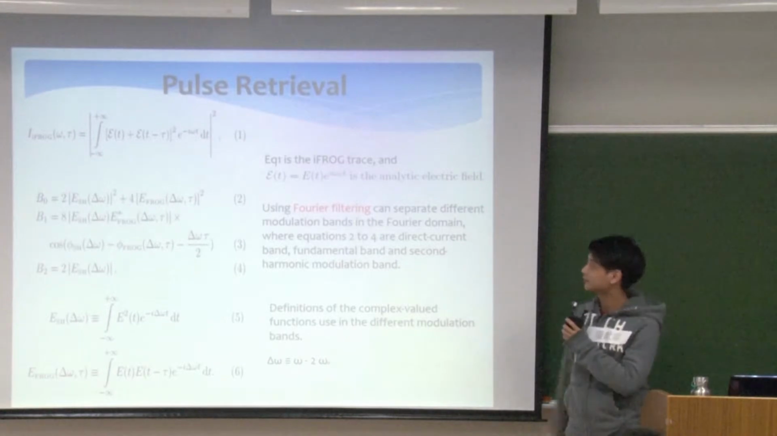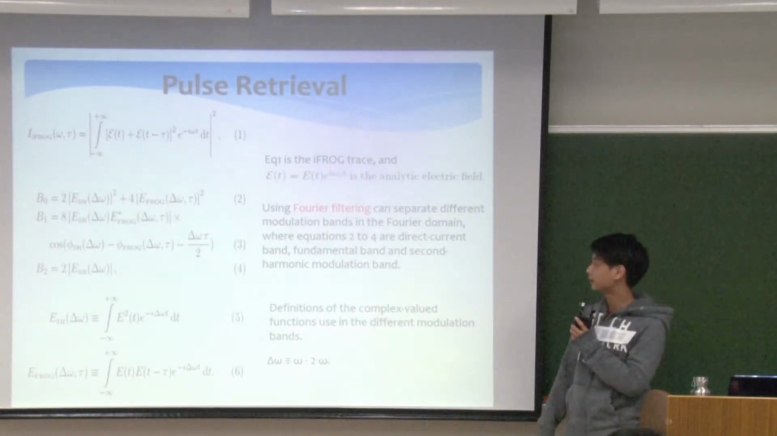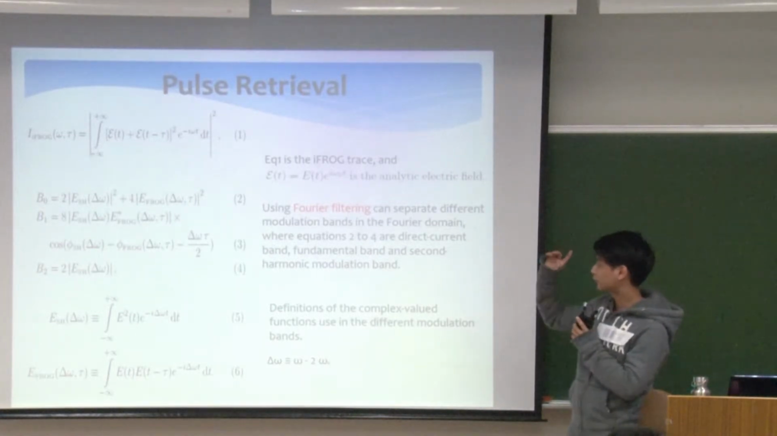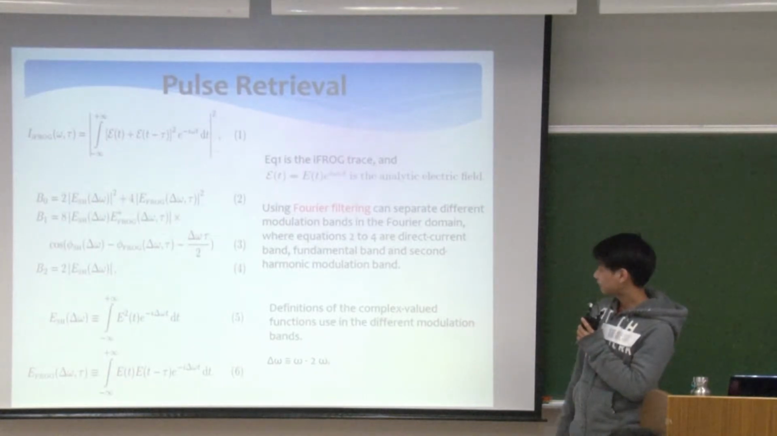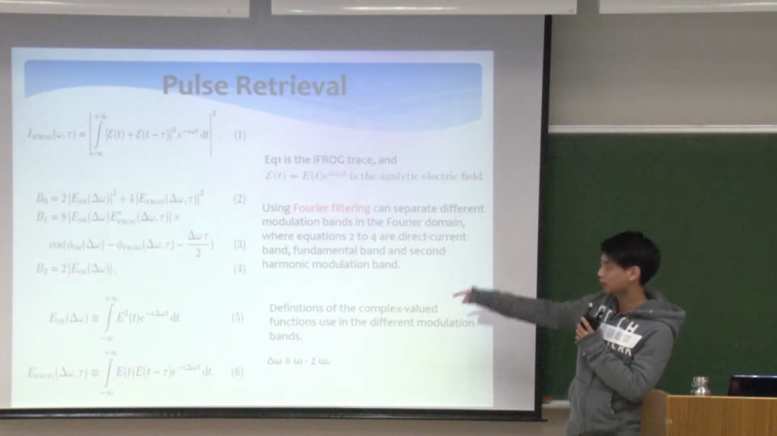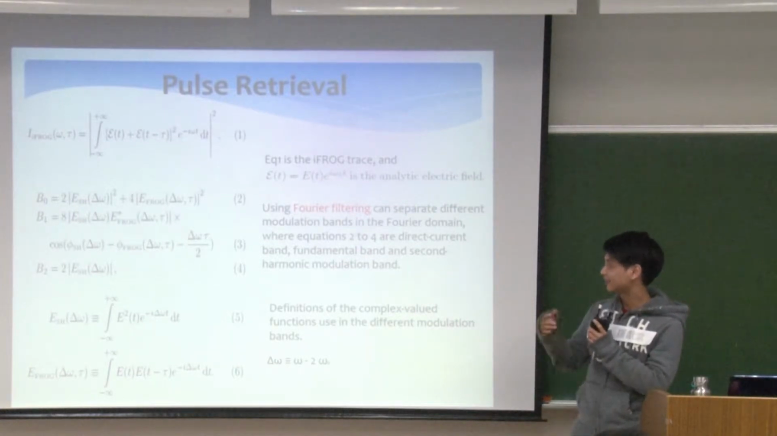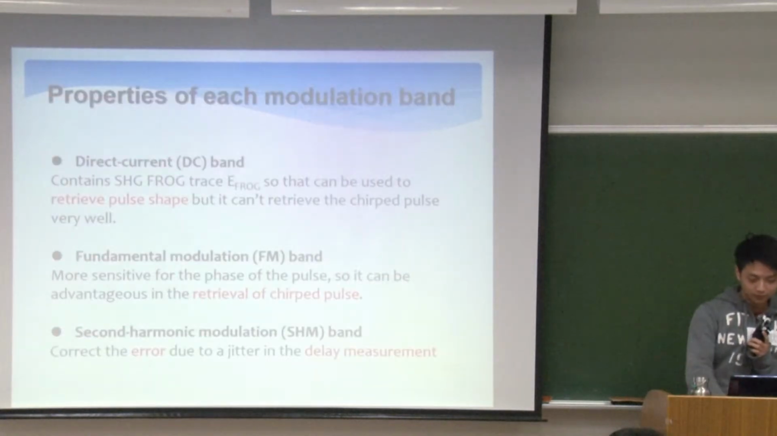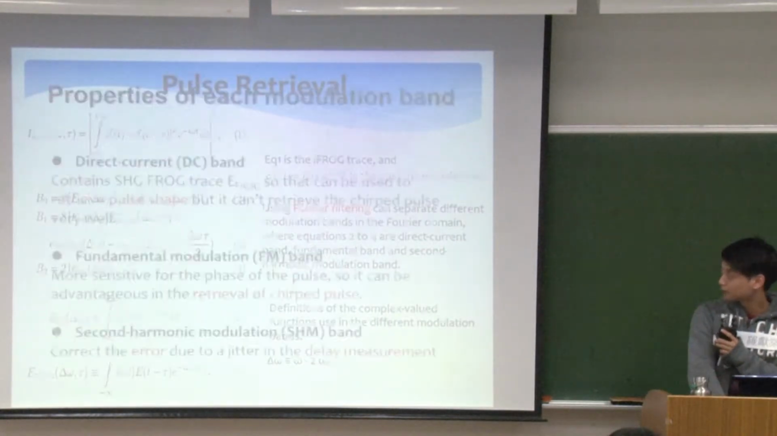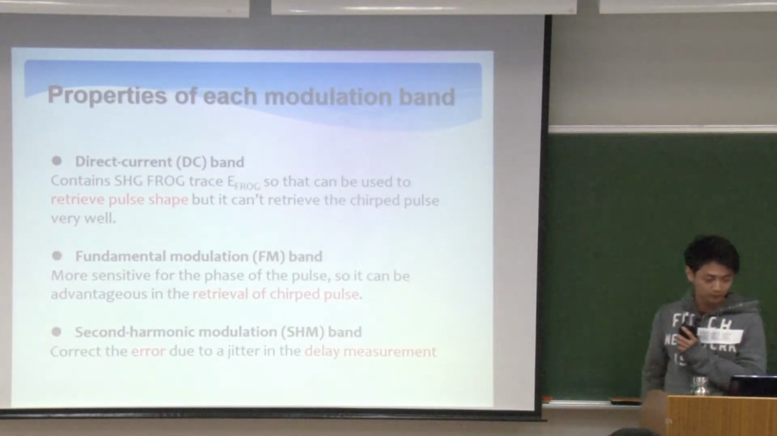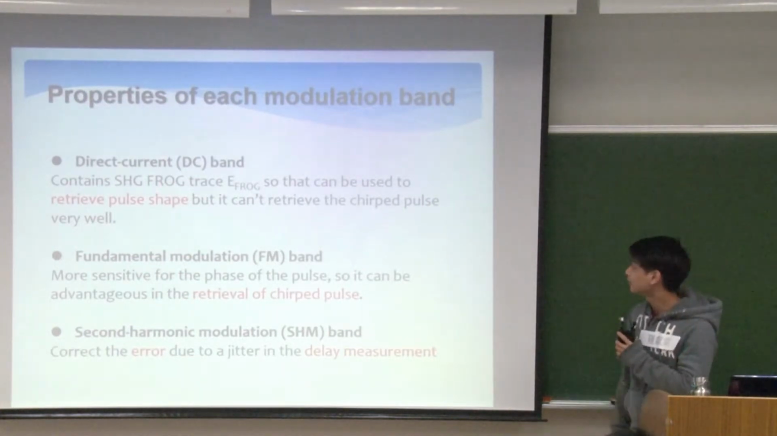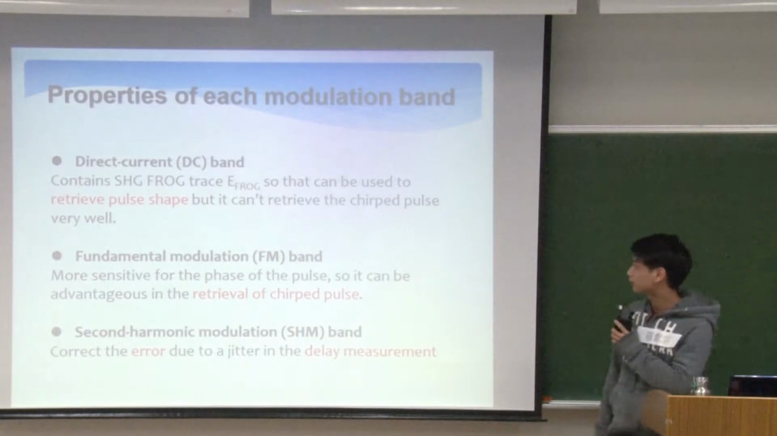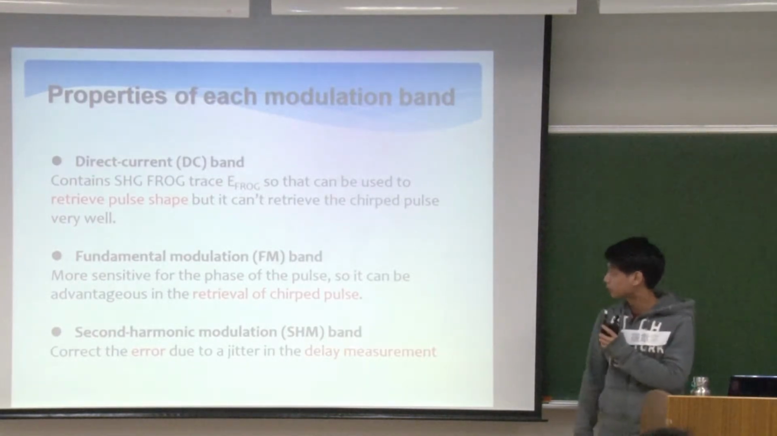The first equation is the iFROG trace. It's simple, and it contains three subtraces, equations 2 to 4. Each subtrace has its own function. Let's take a look at it. The first one is B0. It is the DC band and contains the SHG FROG trace, so it can be used to retrieve the pulse shape but cannot retrieve the chirped pulse very well.